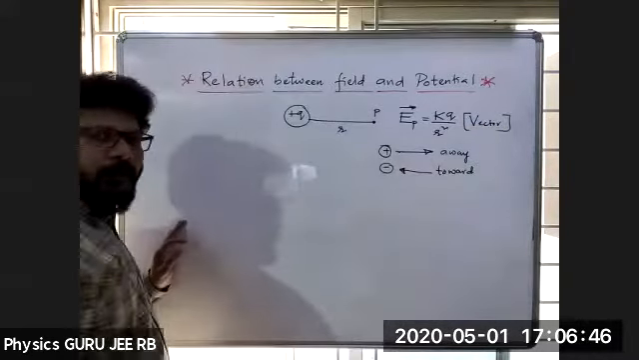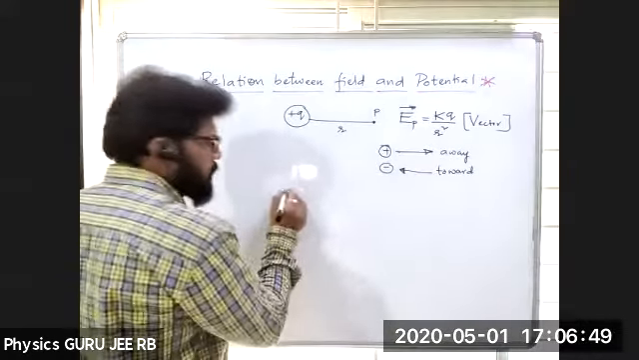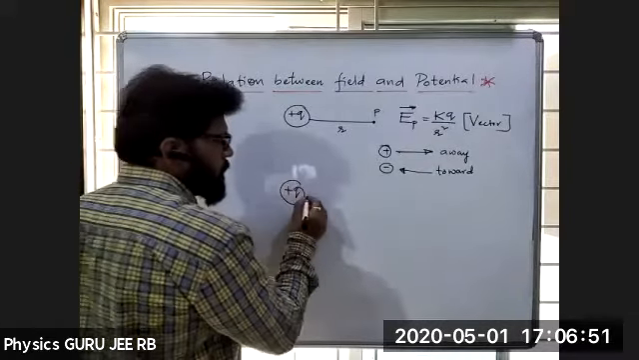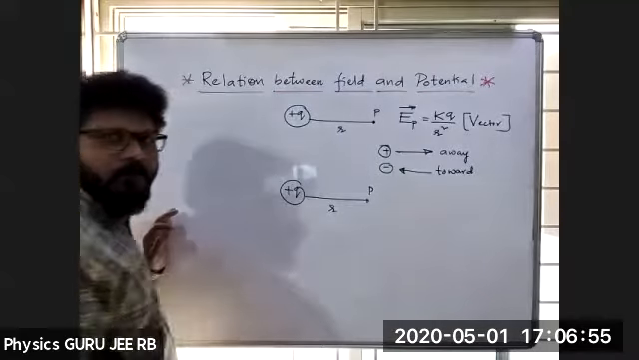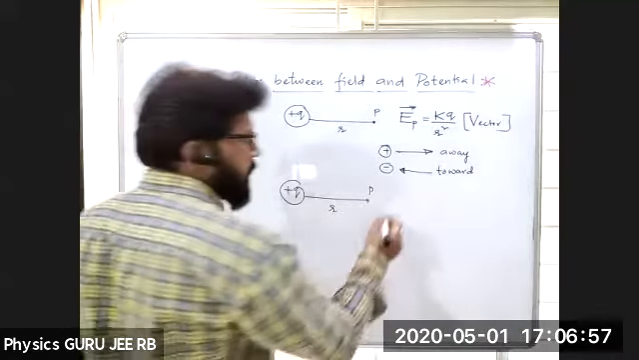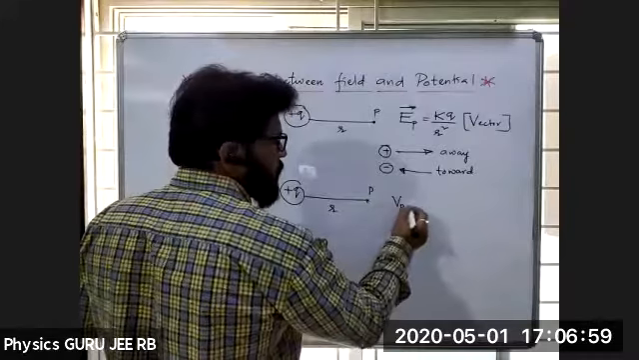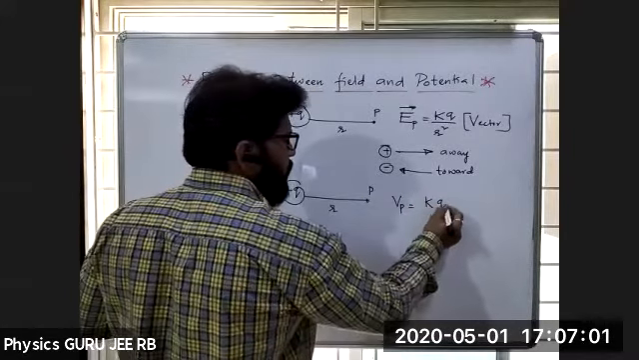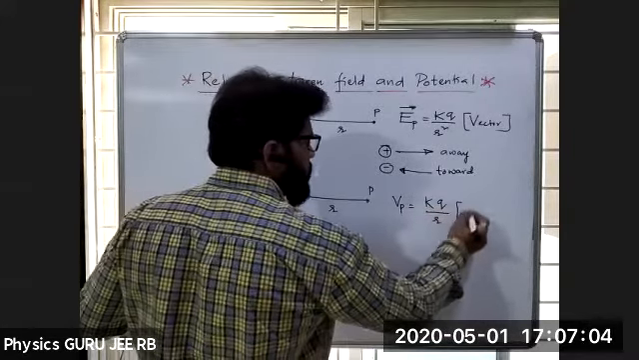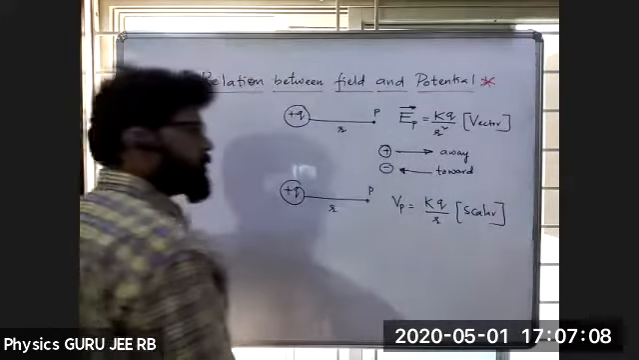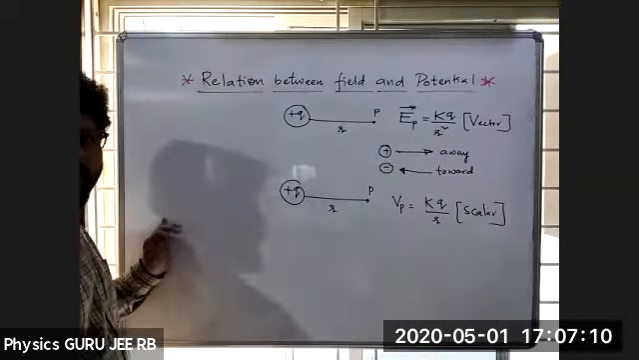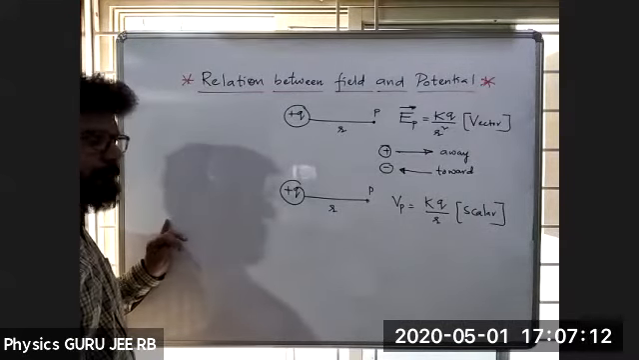Fine. Next, if I take potential plus Q at a distance R, if I ask what is the potential at this particular point, what is the potential? KQ by R, right? KQ divided by R. It is nothing but a scalar quantity. It is equal to KQ by R. It is a scalar quantity.